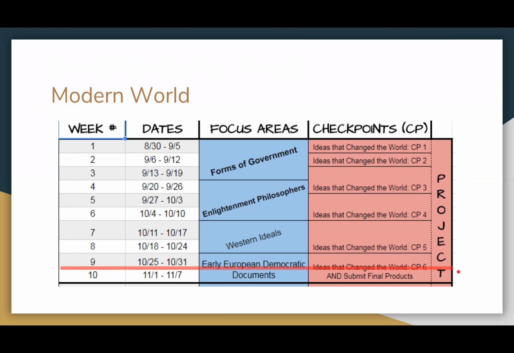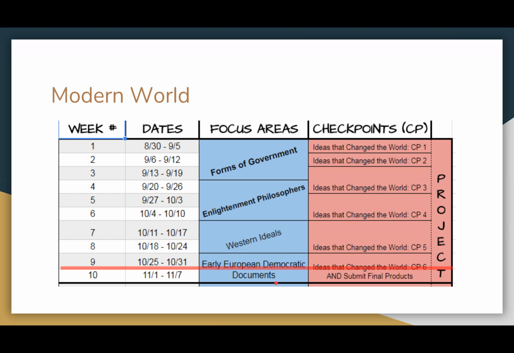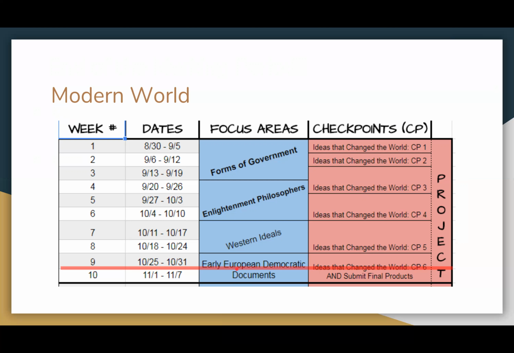So the ones in bold, the forms of government and the Enlightenment philosophers, those are required. The ones that are in bold, you have to do if you're going to get the best possible grade in the class. The Western ideals and early democratic documents, these ones, they're not bolded. That means that those are additional focus areas. Those are the ones that you should be doing if your goal is to get an A+ in this course and do your best possible work. But those are not required to just pass the class. But definitely at this point, you should have completed the first two focus areas at the very least.